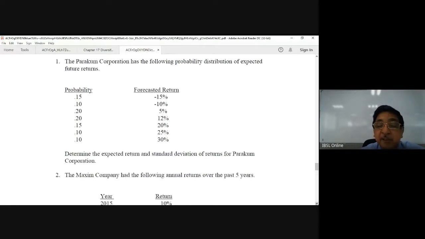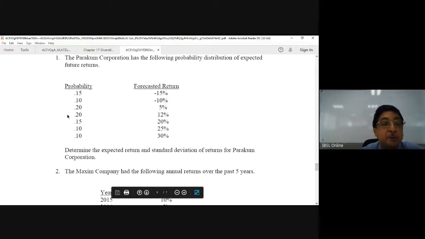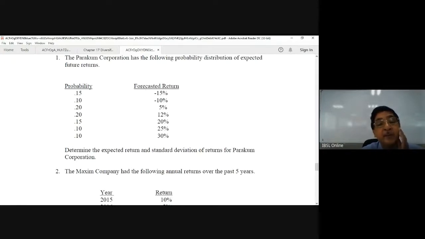Determine the expected return and standard deviation of returns for Paracom Corporation. So what are you going to do? Since the percentages are given here, to make it simple, when you do the calculations, you just omit the percentage mark. You can just see 0.15 into minus 50, 0.1 into minus 10, 0.2 into 5, again 0.2 into 12, 0.15 into 20, 0.1 into 25, 0.1 into 30. Then if you get the total of it, you get the expected return.